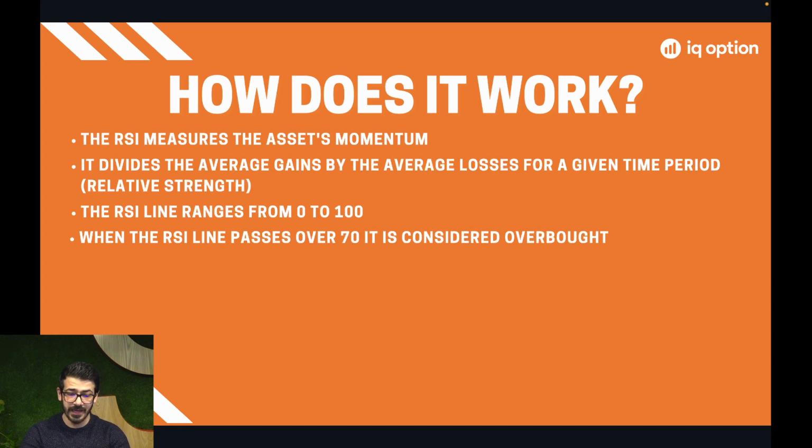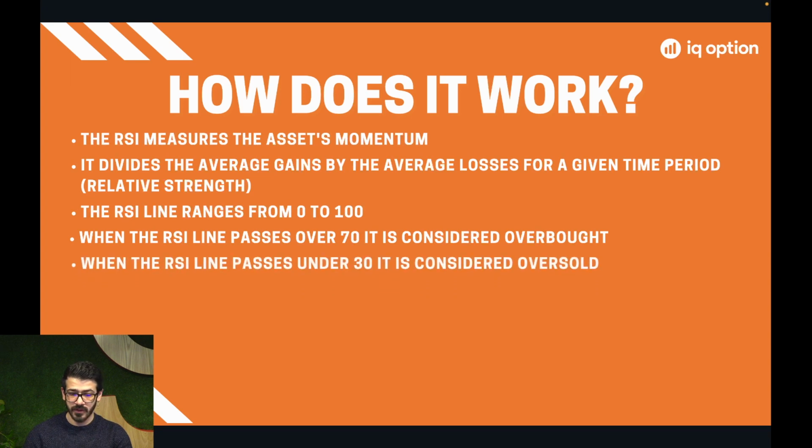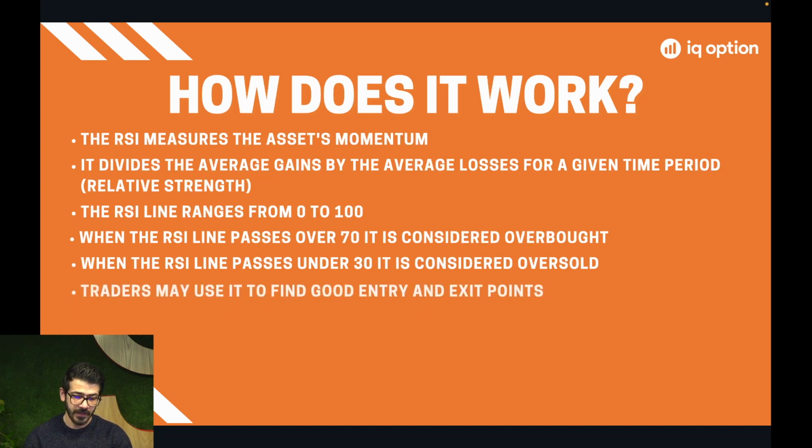When the RSI line, the purple line, passes over 70, it is considered overbought on this certain time period. You can consider, for example, that this asset at this time frame has been bought too much. When the RSI line passes under 30, it is considered oversold. Again, the opposite meaning: when the RSI line goes below 30, you can interpret it as the market, the price itself, telling you it is at an oversold level. It's been sold too much. And traders may use it to find good entry and exit points.